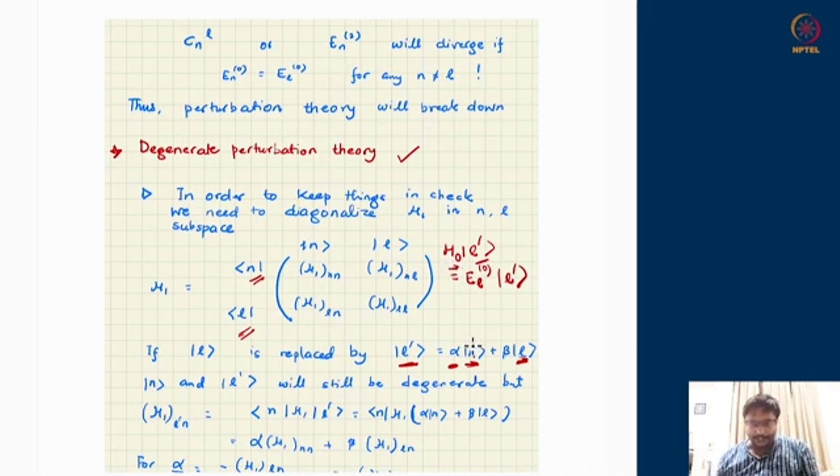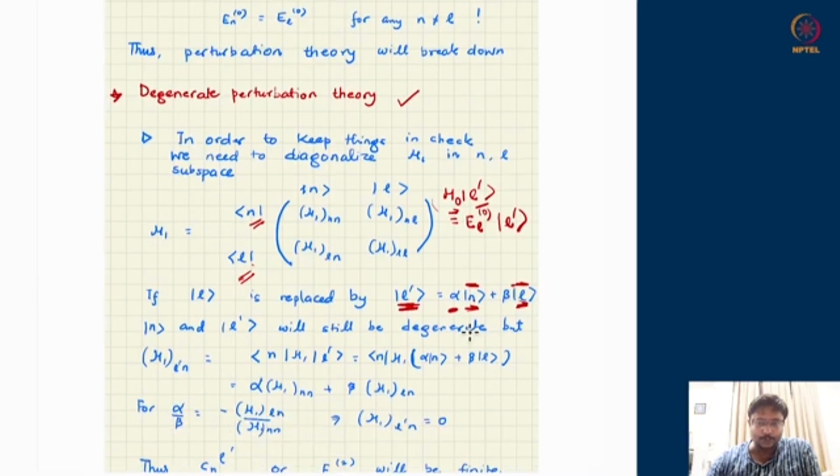You can verify that if this is an eigenstate of the Hamiltonian with energy En0, and this is also an eigenstate of the Hamiltonian with energy En0, then this combination is also an eigenstate of the Hamiltonian with the same energy. So when I go from L to L primed, I have not done any energetic changes as far as H0 is concerned. H0 does not see its different states.